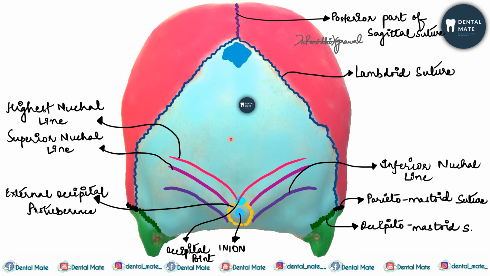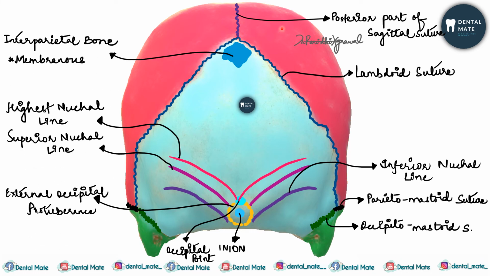Now, sometimes at the apex of the squamous occipital bone, a small piece of bone known as the interparietal bone is seen. It is the membranous part of the occipital bone which fails to fuse with the cartilaginous part of the occipital bone.